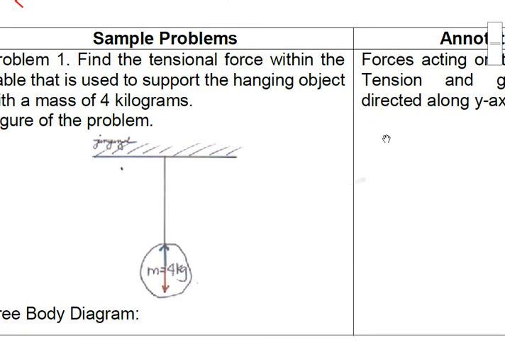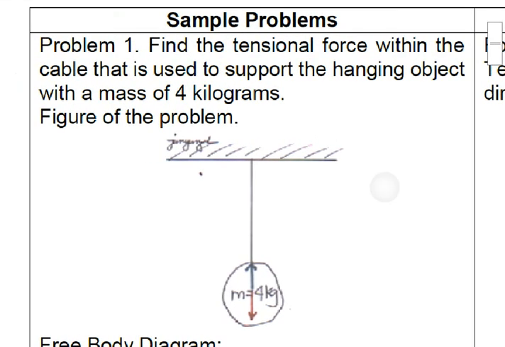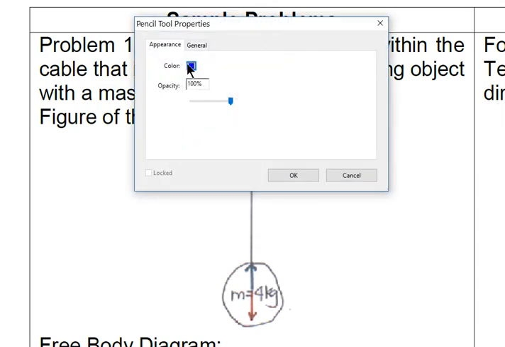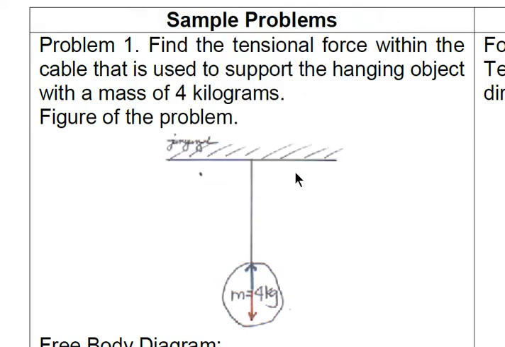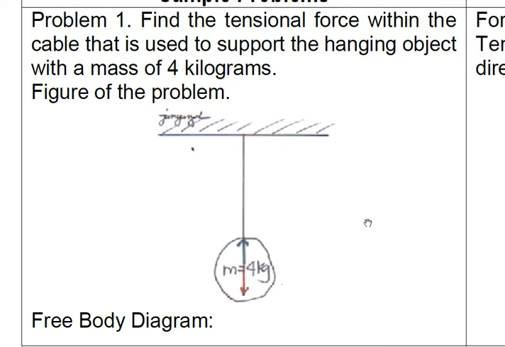So this problem is relatively easy because it is only one dimensional. But if it is two dimensional, again, maybe we will be having a hard time. So I'm going to use the red color. Okay, so you have here this problem. You are going to find a tensional force within a cable that is used to support a hanging object with a mass of 4 kilograms.